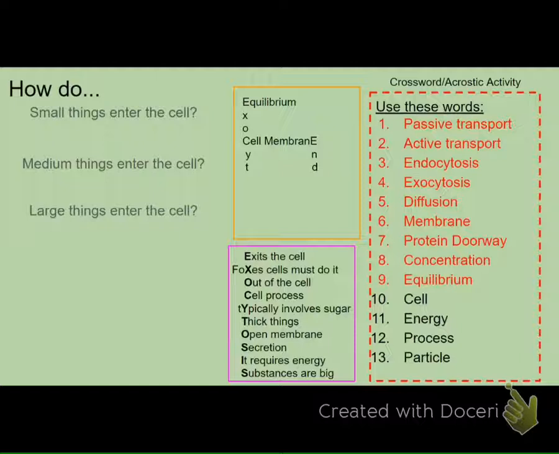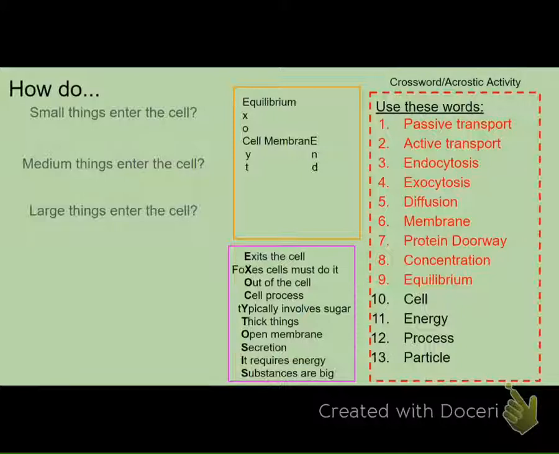Or, to practice this, you can do an acrostic. So right here we've got exocytosis, and for each of the letters there is a phrase that goes along with that word. X is kind of hard, so put Fox's cells must do it, and that is exocytosis. So you're writing phrases here that describe exocytosis. You cannot use the word cell, but you can use any of the other words. Cell is just a little bit too easy.